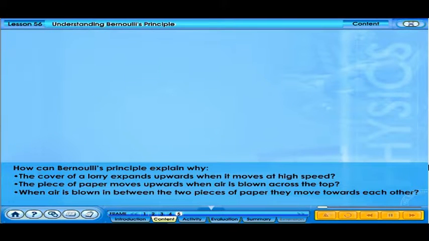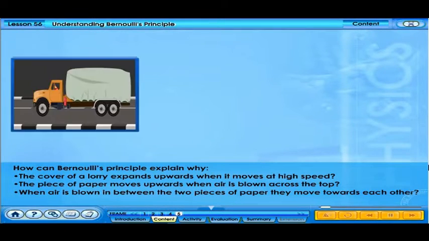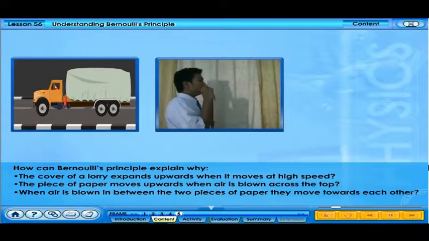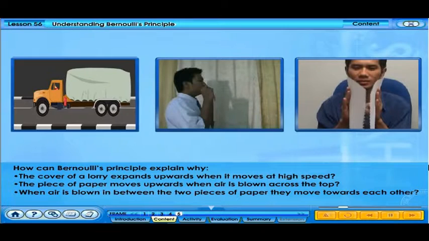How can Bernoulli's principle explain why the cover of a lorry expands upwards when it moves at high speed? The piece of paper moves upwards when air is blown across the top. When air is blown in between the two pieces of paper, they move towards each other.